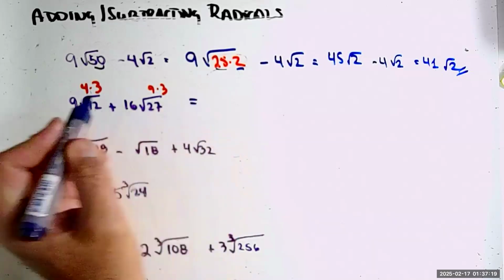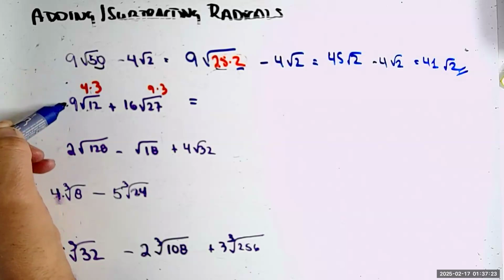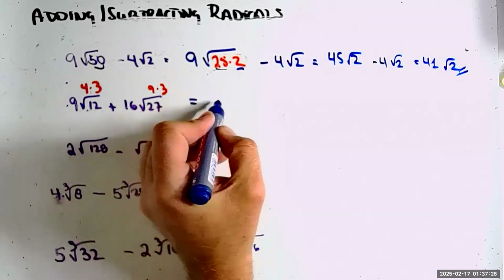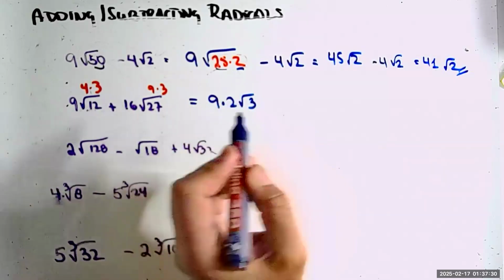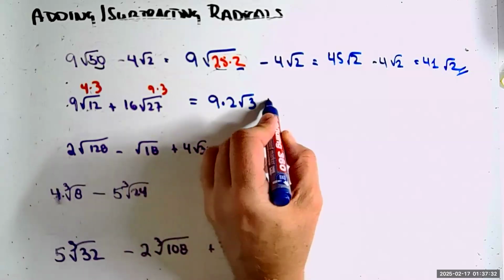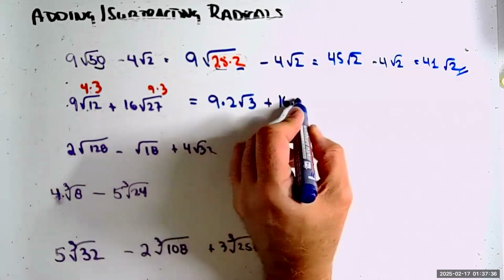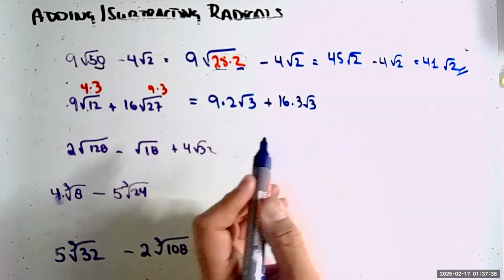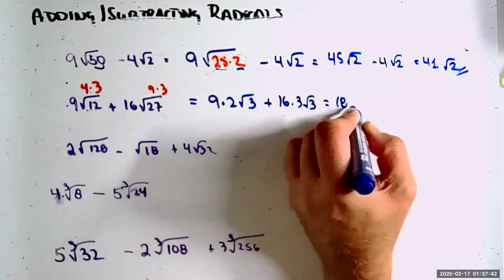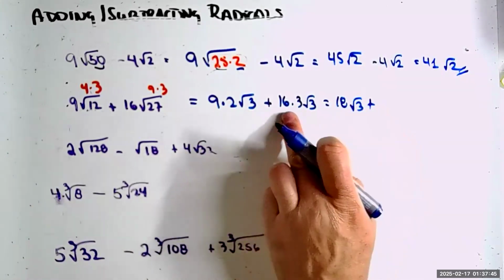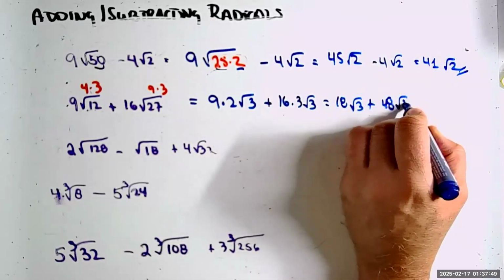This is equal to, well, the 4 comes out as 2, and the 2 multiplies the 9. 9 times 2 radical 3 plus 16 times. The 9 comes out as 3, and the other one, 3, stays the same. Well, 9 times 2 is 18 plus 48. 16 times 3, 48.